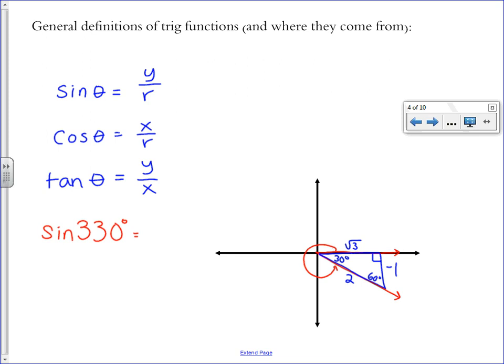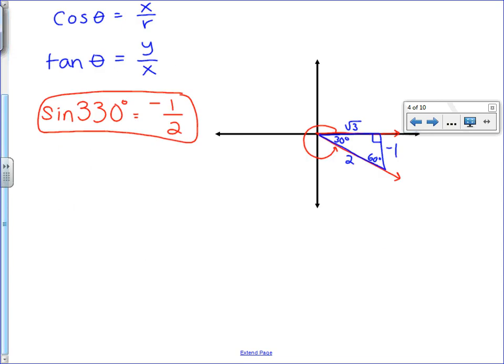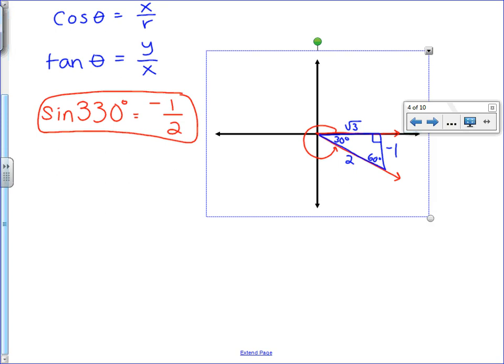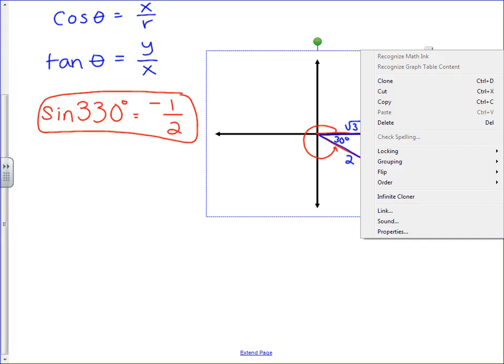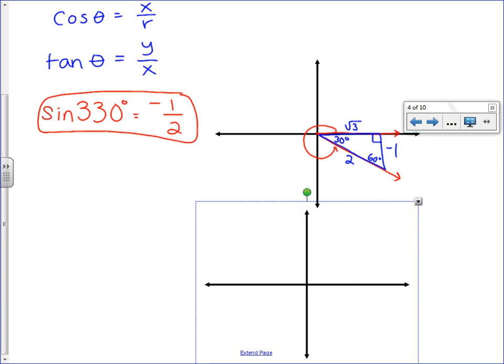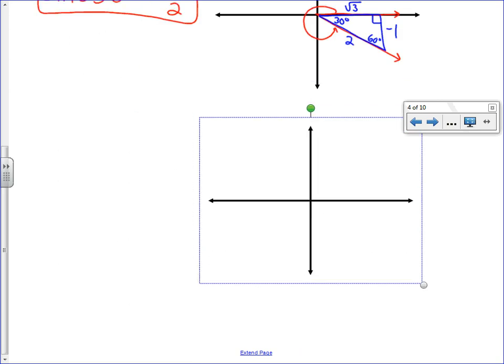And now I can evaluate the sine of 330 degrees by using that triangle that I just drew. The sine of theta prime is going to be opposite over hypotenuse, or y over r. So negative 1 over 2, or negative a half. All right, so there's the sine of 330 degrees. We're going to have to do a few more of those. Let's do one that's in radians this time. Let me recreate my coordinate plane and do another example. I'll do one in radians, maybe the tangent.